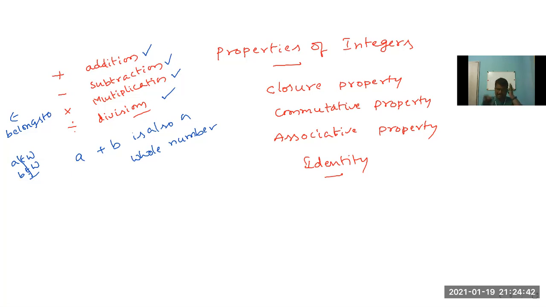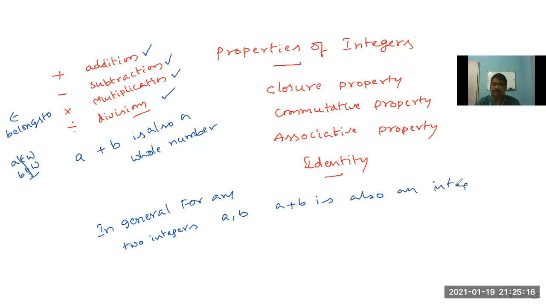Now we are in integers. In general, for any two integers a and b, a plus b is also an integer. So take some examples. Either we can make a statement and then go through the examples, or go through the examples first and then make the statement. Whatever you do in mathematics, once you state the statement, it is true forever.